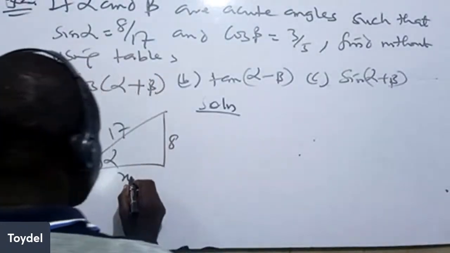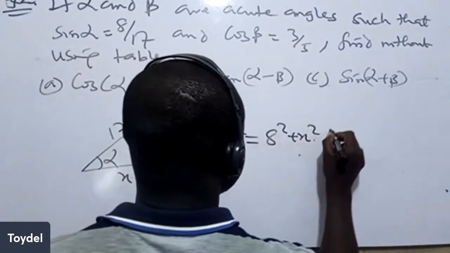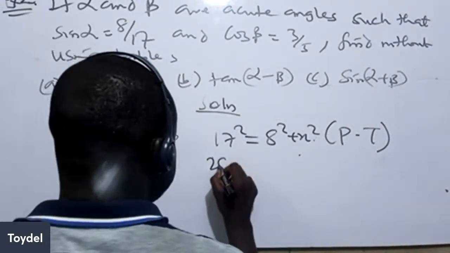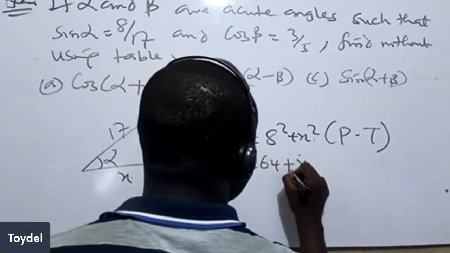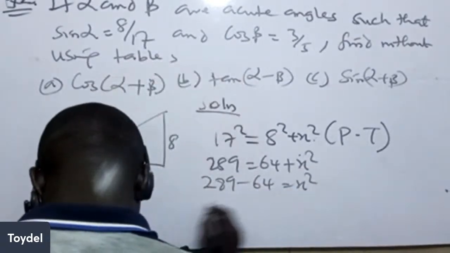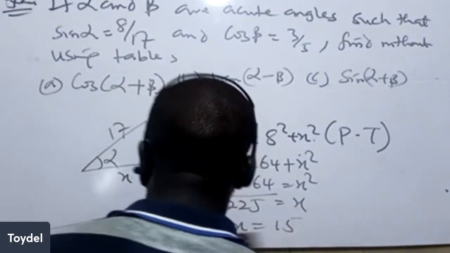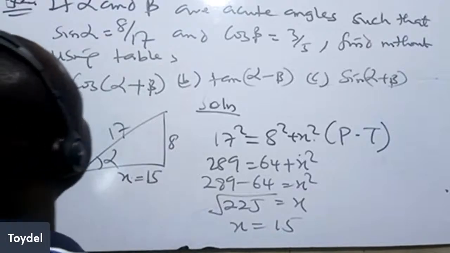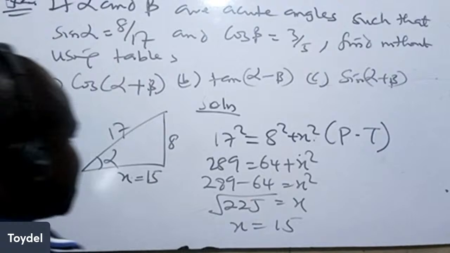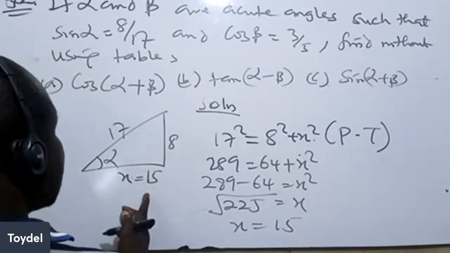So in this case, if I want to know this x, I'll just say 17 squared is equal to 8 squared plus x squared. Pythagoras theorem. So 17 squared will be 289. It's equal to 64 plus x squared. So 289 minus 64 is equal to x squared. So this will give me 225, square root is equal to x. So x is equal to 15. So here, my x is equal to 15. So I know sine alpha. Since x is equal to 15, that simply means that I can get cos alpha, I can get tan alpha.